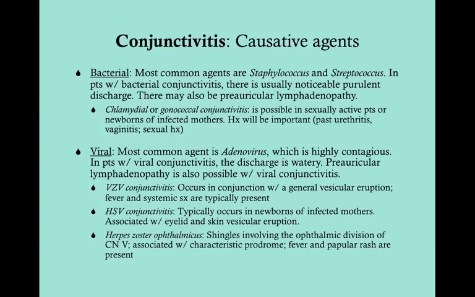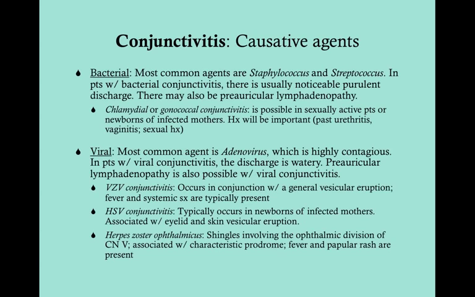But very, very important to get a sexual history, because if they have a high-risk sexual history, or they have recently had urethritis, or they have urethritis or vaginitis, then the chance of this being gonococcal conjunctivitis goes up, and that's going to indicate a different treatment. Very important, if there is conjunctivitis with a purulent discharge, that you get the sexual history.